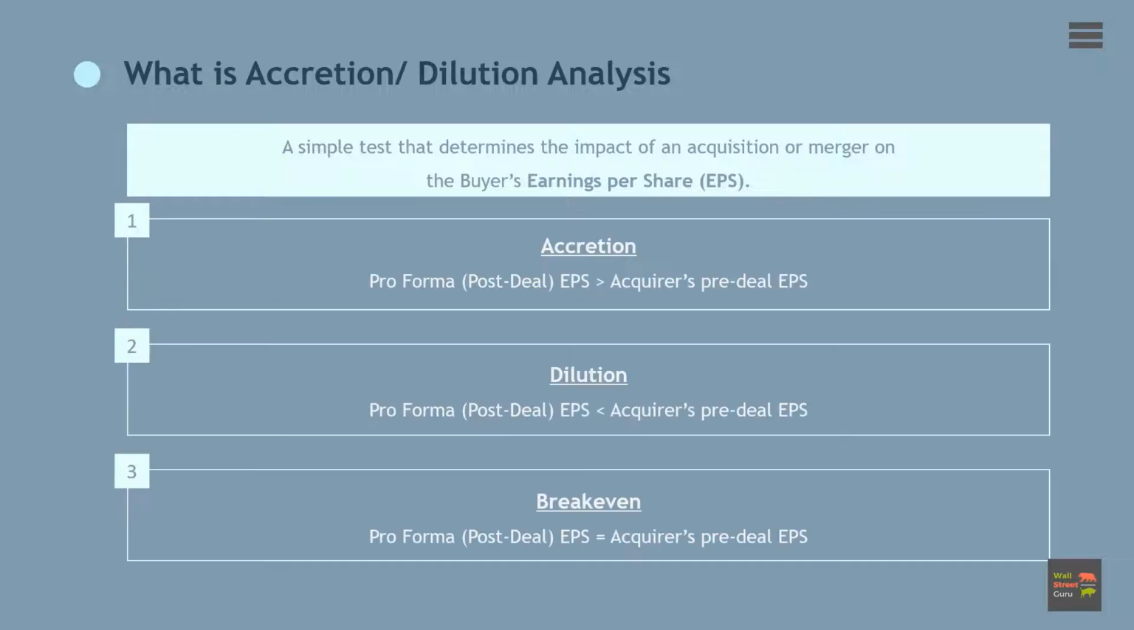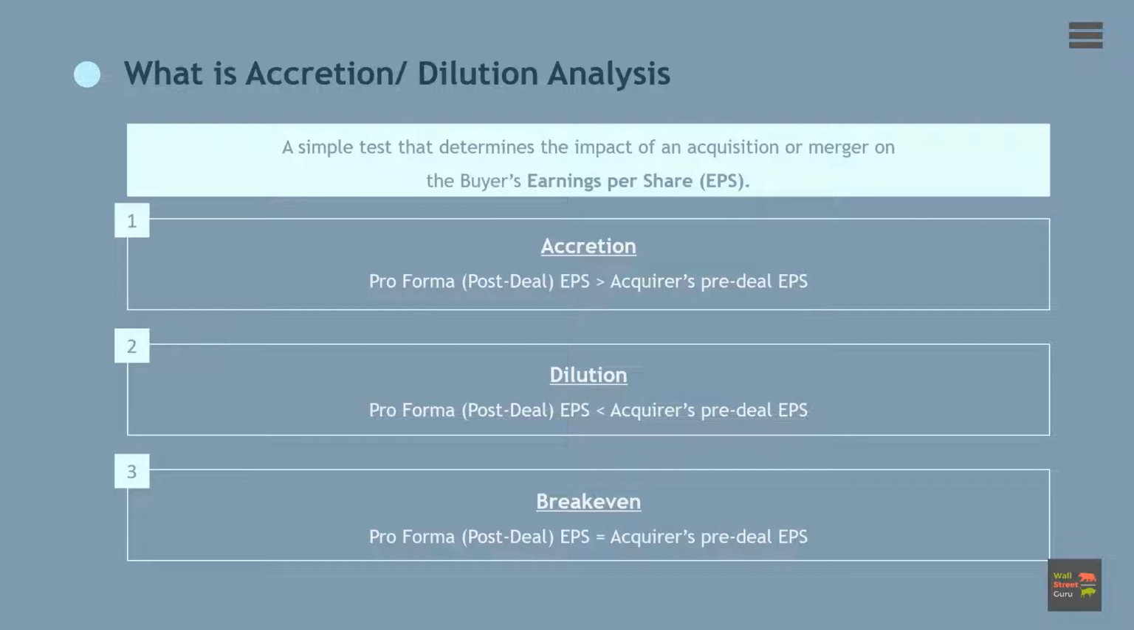An accretive acquisition or merger is one where the pro forma or post-deal earnings per share is greater than the acquirer's EPS before the deal is made. A dilutive acquisition or merger is one where the pro forma EPS is less than the EPS of the acquiring business when it stands alone before the deal is made.